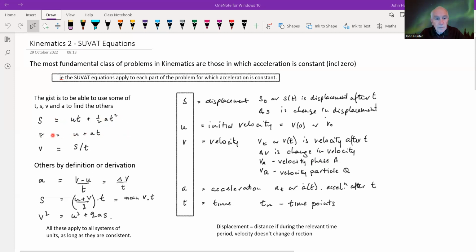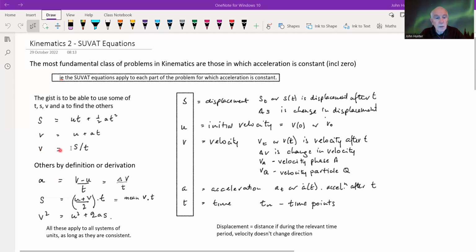Velocity, this is very common, using this one. Velocity is the initial velocity plus the acceleration times the time. This is pretty intuitive. If you take u from either side, v minus u equals acceleration times time, then divide by t, you get v minus u over t equals the acceleration, and that's what we've got down there. So that's just another form of that equation.